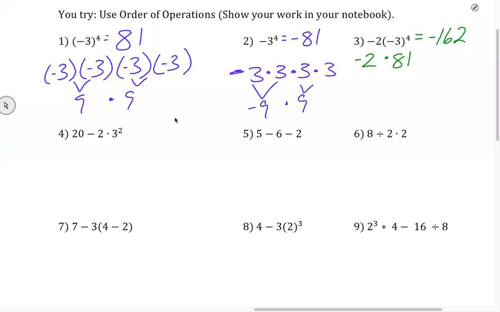I don't even have a calculator, so I'm doing it. No, well, let's break it down. What am I going to do first, Julia? Am I going to do the 20 minus 2 or the 3 squared? The 3 squared. What is 3 squared? 9. Now what do we do next? Do we do the subtraction or the multiplication? The multiplication. And what do we get? 18. Okay, so it's 20 minus 18. So 2. Perfect.